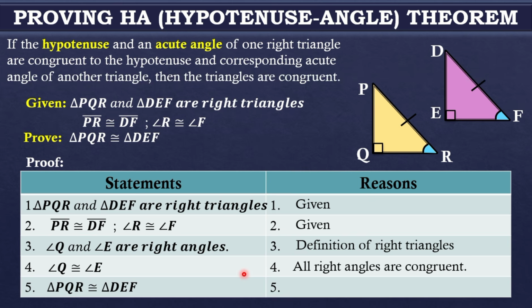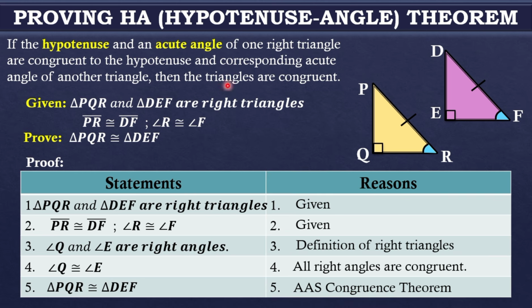So, we can now prove that triangle PQR is congruent to triangle DEF by, so kung titingnan natin, meron tayong A angle, meron tayong isa pang angle, and then we have the S. Your S here is non-included. So, we can prove that these two triangles are congruent by AAS congruence theorem.